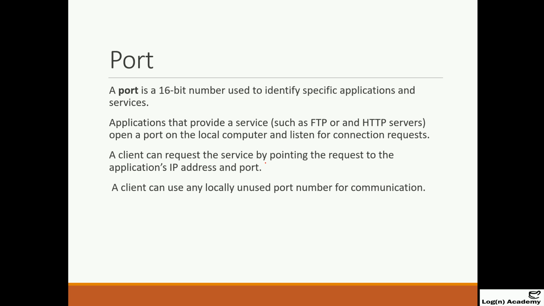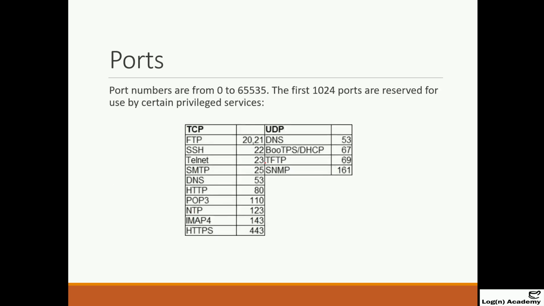There are some reserved port numbers which you cannot use. For example, I want to develop an application and publish it on the internet. I want other people to use it, so I'll have to associate a port number with that. Port numbers are from 0 to 65535. The first 1024 ports are reserved for use by certain privileged services.